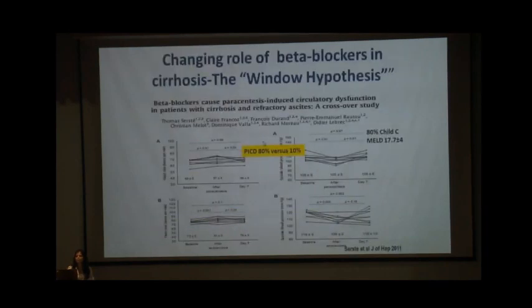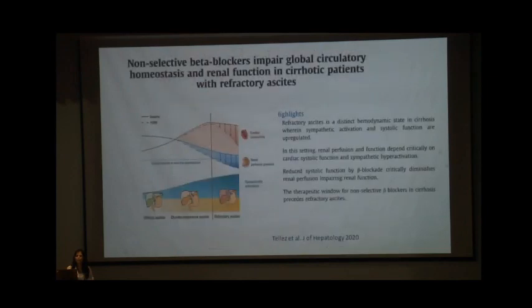And subsequently, the same group had shown, in a very elegantly done study in patients with refractory ascites, that beta blockers were detrimental because they were influencing cardiac performance. The cardiac inotropic function was reduced and the development of PICD with paracentesis was much higher in patients with refractory ascites.